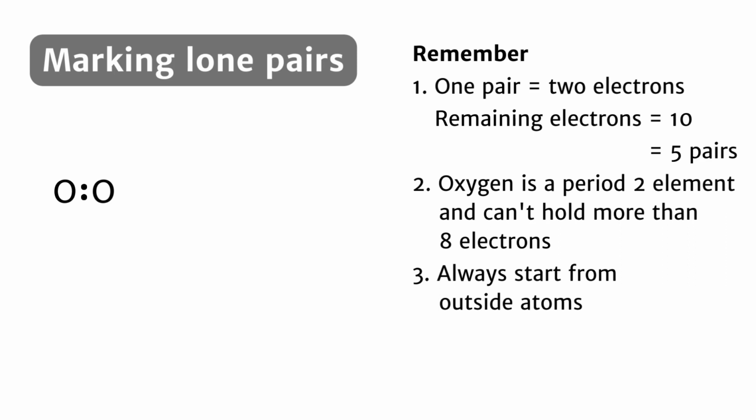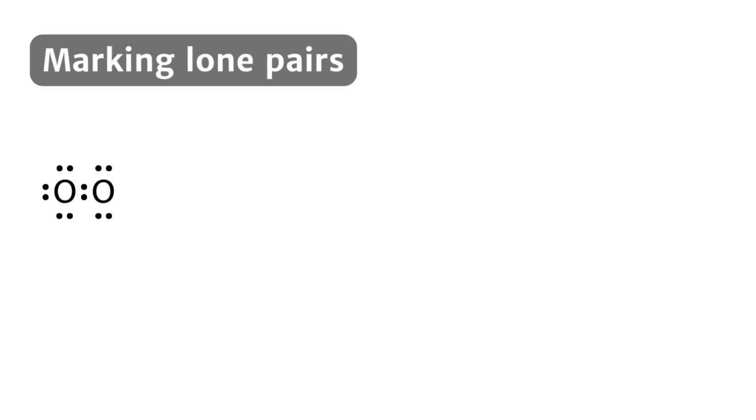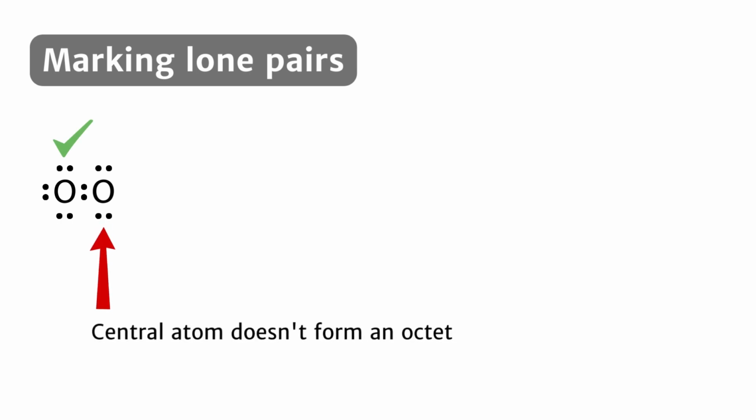central atom. In O2, the left oxygen is the outside atom and will get 3 lone pairs, while the central atom, the right oxygen, will only receive 2 lone pairs as we have only 5 lone pairs to mark on the structure. The octet is complete on the outside atom, left oxygen, but not on the central atom, right oxygen. So let's now concentrate on completing the octet for the central atom, the right oxygen.